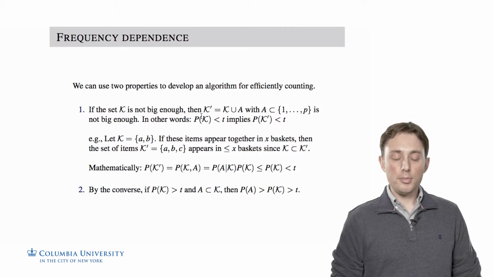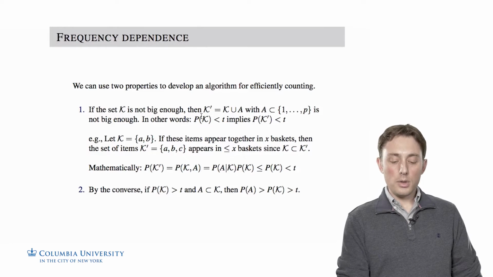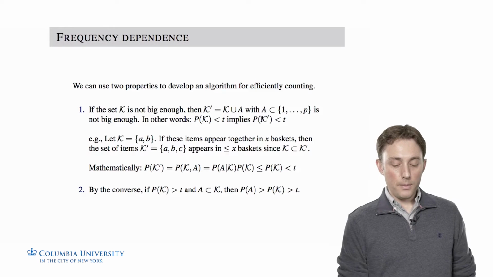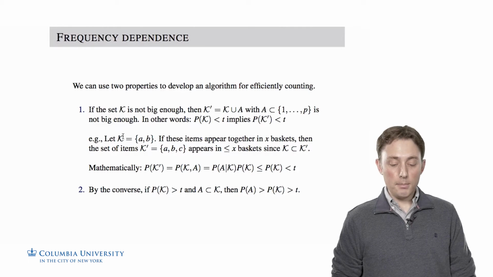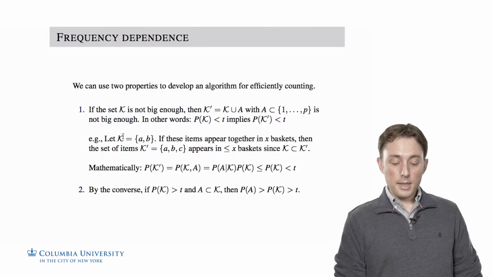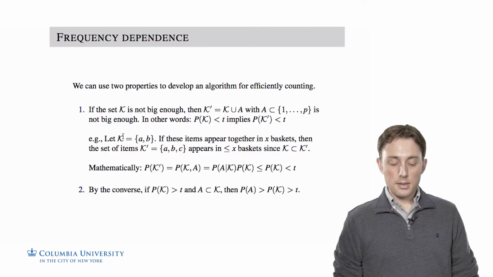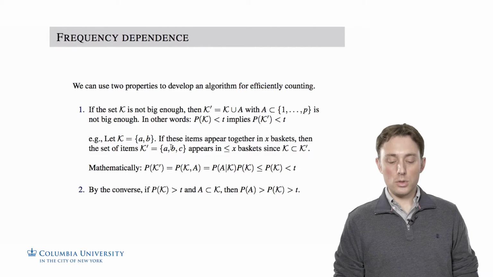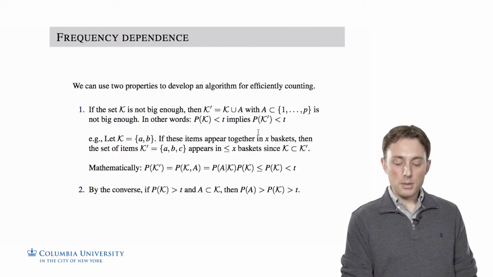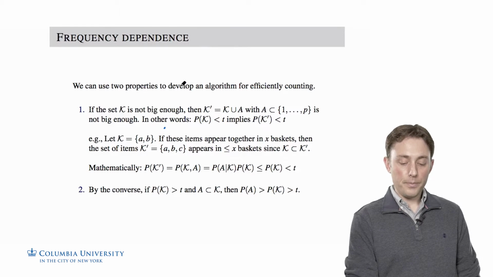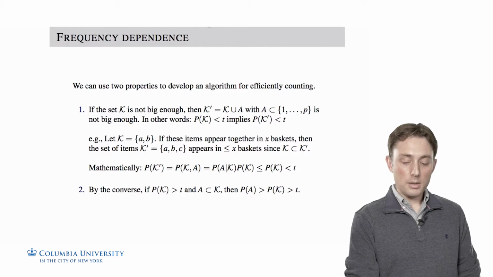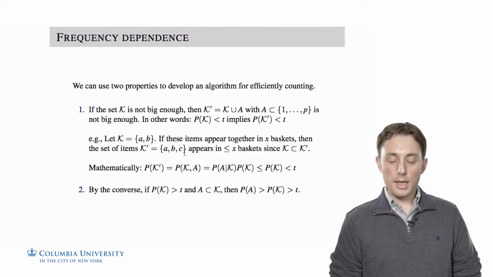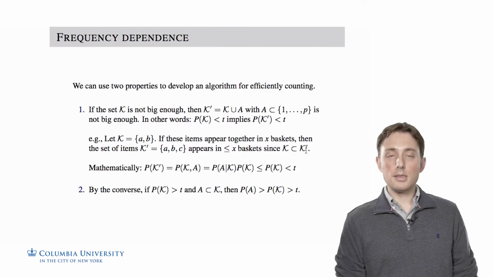So in other words, if P of K is less than T, then we know that P of K prime has to also be less than T. So for example, if K is equal to A and B, and if these items appear together in X baskets, then the set of items A, B, and C have to appear in less than or equal to X baskets. If we have X baskets that contain both A and B, we can't have more than X baskets that contain A, B, and C. This is simple logic, and that follows because the set K is a subset of the set K prime.